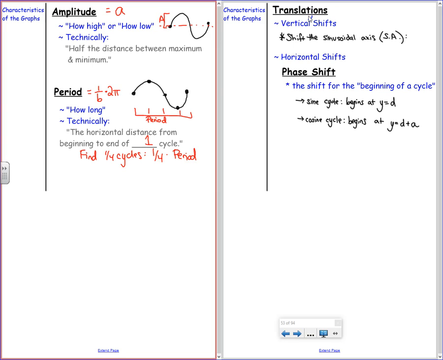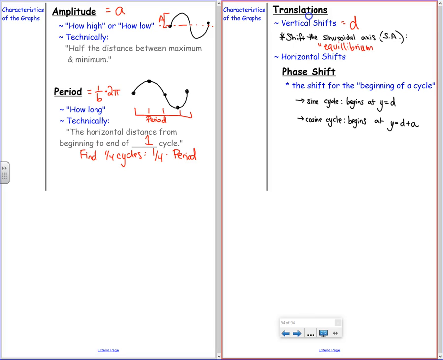Vertical shifts shift the sinusoidal axis. So this is my d that I'm talking about. A vertical shift, oops, I should have put that underneath there. The vertical shift is going to be the d, and specifically we already wrote down the sinusoidal axis. Remember, if you want to think of it, this is our equilibrium. We're thinking about a wave, what if the lake is completely still? It's our equilibrium. Drop a pebble, then it goes up and goes down.